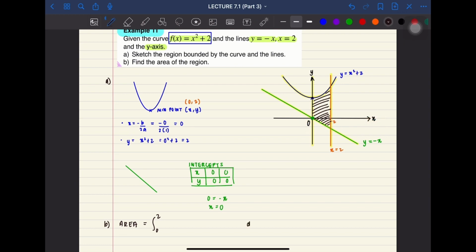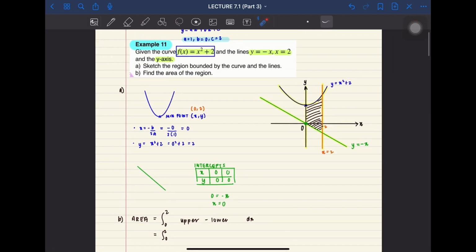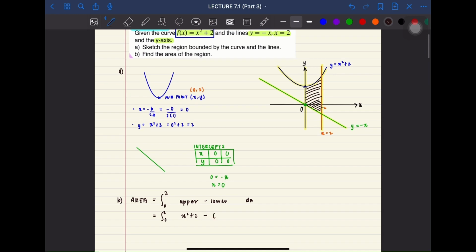So 0 until 2, we use value of x, so kita akan pakai dx. So bila pakai dx, formula dia upper tolak lower. Function atas tolak function bawah. Okay, so saya masukkan terus dalam formula. So 0 until 2. So yang atas daripada atas, kita jumpa function yang quadratic tu dulu. So this one. So gantikan dengan x square plus 2. And then minus. So daripada atas jumpa yang 2. And then yang bawah kita akan jumpa yang hijau tu, which is negative x. So masuk sahaja dalam kita punya formula.